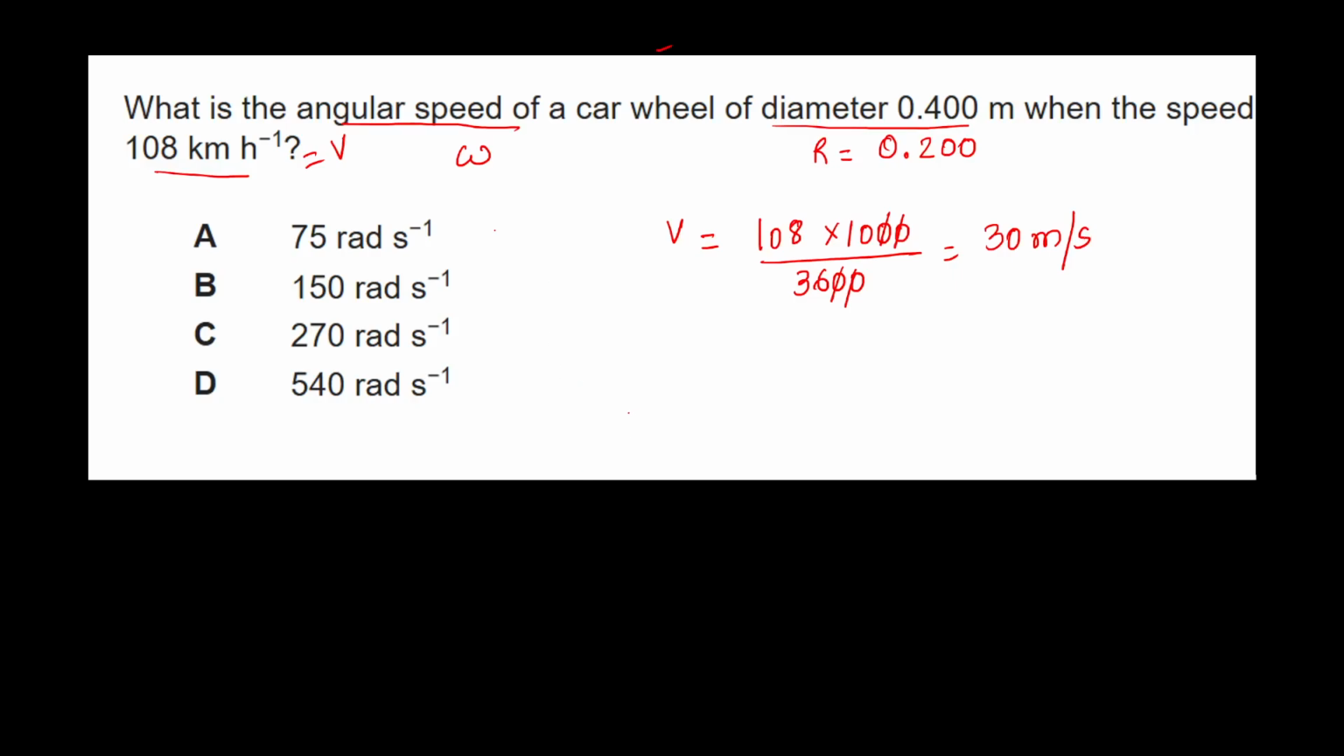And then it wants me to find omega. Omega is V over R. V is 30, R is 0.2, so I'm dividing 30 by 0.2. That would be 150. And do not forget to write the units. This is an optional question, so you don't have to worry about that, but my answer is here. All right, what you need to know is just how to use that equation, because you will have the equation in your equation sheet. All right, let's continue then.